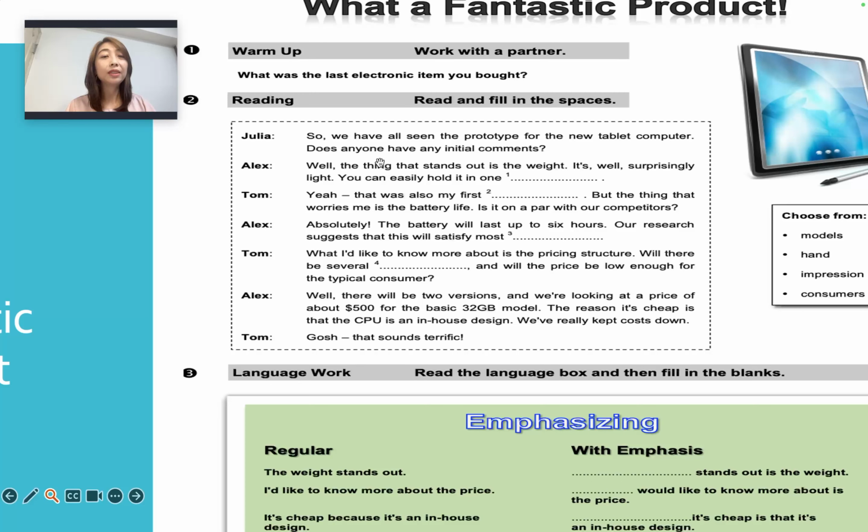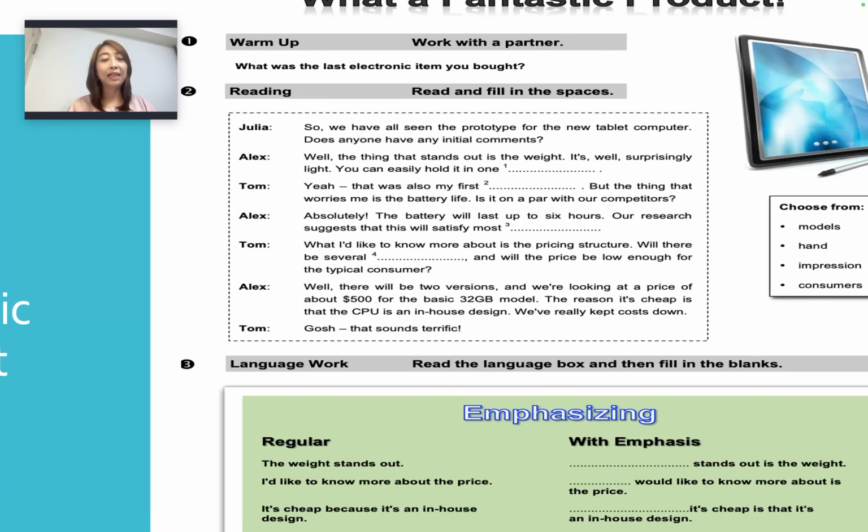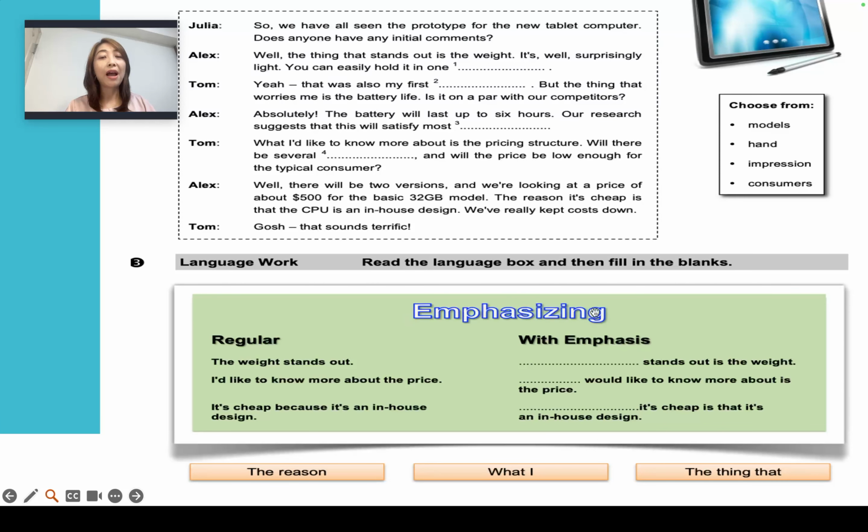That's right. So, well, the thing that stands out is the weight. If stand out means it's good, is the weight good if it's light or heavy? Oh, yes, it must be light. So, it's surprisingly light. You can easily hold it in one hand. Everybody, here are 4 words: metals, hand, impression, consumers. Which one will we use? Yes, you can easily hold it in one hand. Nice guessing. So we'll do more practice.